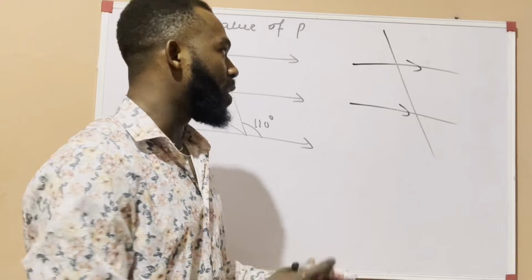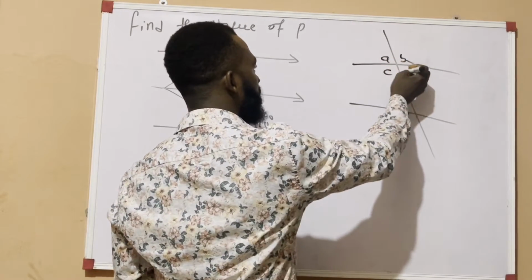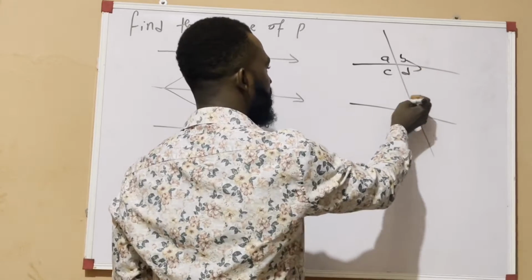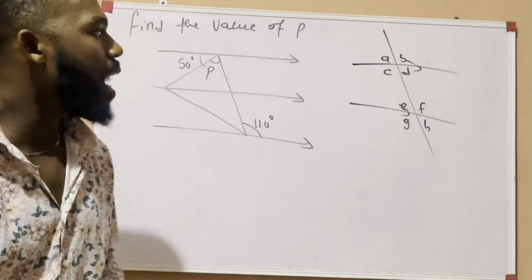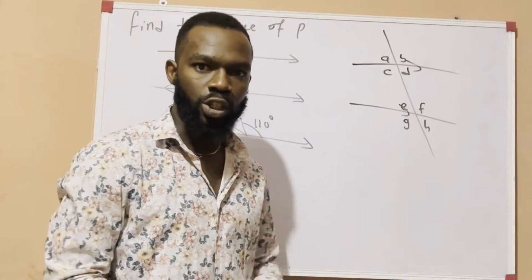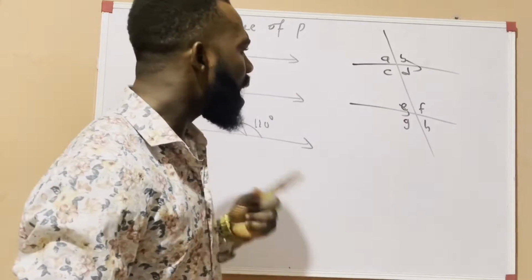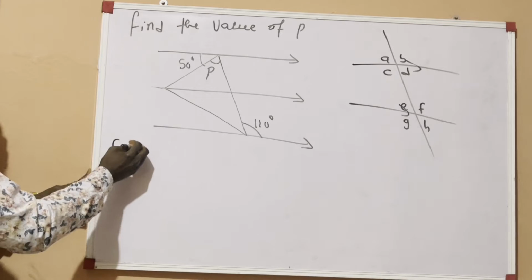Now, let us try to label them. An angle is formed here. Let's say this is A, this is B, this is C, this is D, and this is E, this is F, this is G, and this is H. These angles that are formed have different relationships to each other. For instance, the first angle I will be talking about here is corresponding angles.